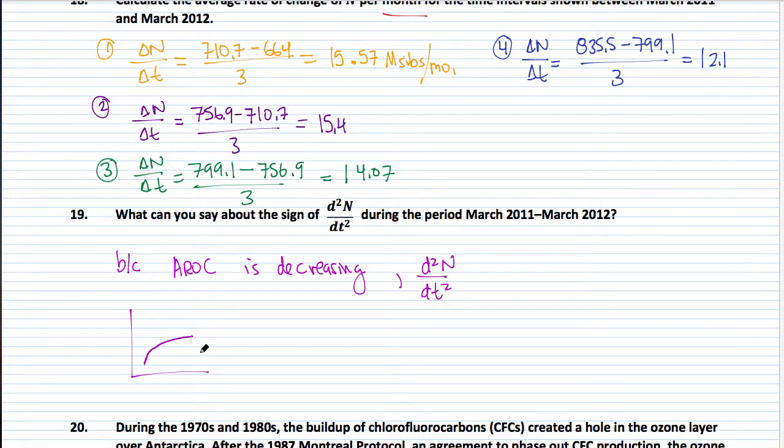And similarly, I can think that since I sketched it like this, I can say that it's concave down, which also translates to a negative second derivative.